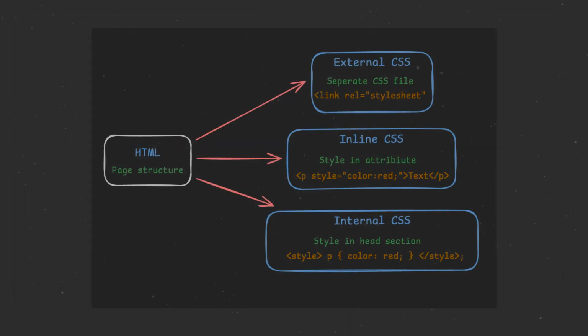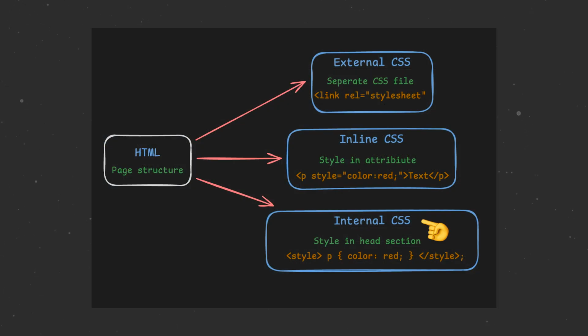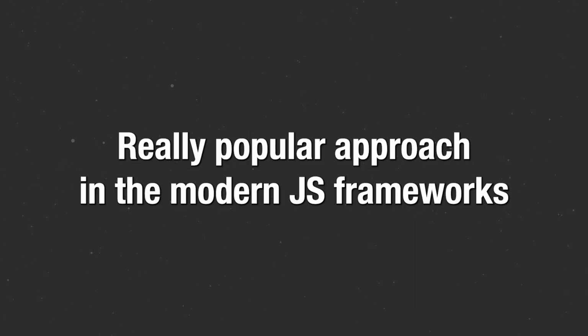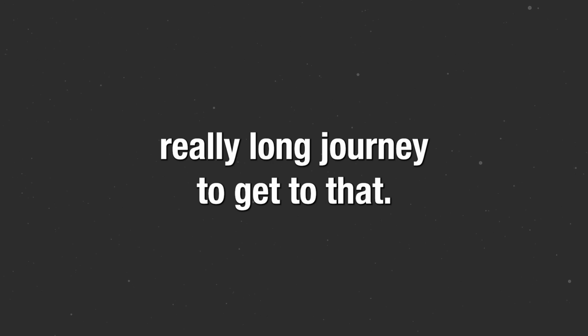To recap, there are 3 ways to add CSS to your HTML. Inline, with a style attribute inside of the HTML tag. A similar approach is used in modern CSS frameworks like Tailwind CSS with utility classes, but on that we're gonna have a separate lesson. Internal, with a style in the head tag of the HTML. A really popular approach in modern JS frameworks like React or Vue, but that's gonna be a really long journey to get to that. But please keep in mind that something like this exists.